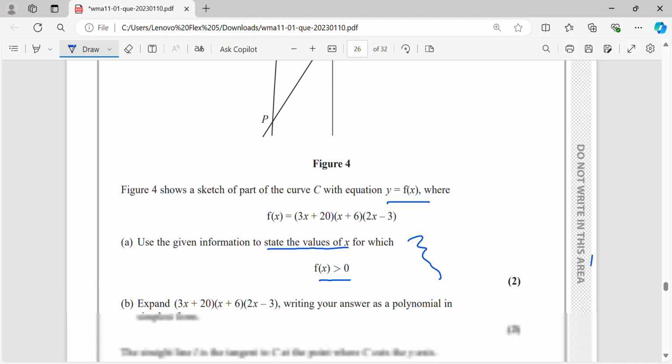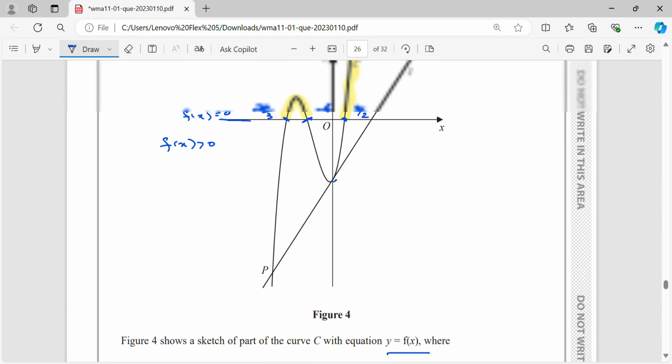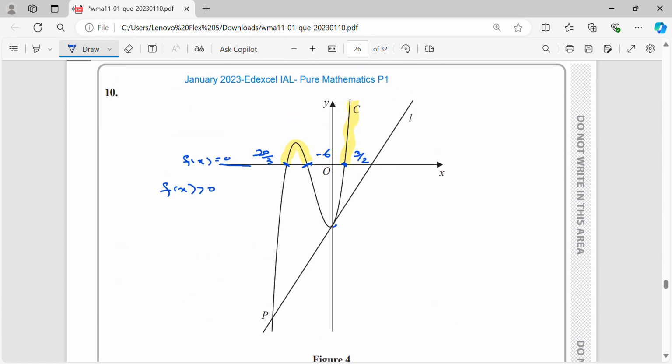Okay. Question says that straight line L is a tangent to C at the point where C cuts the y-axis. So this is the point where the line touches the curve, and this is the tangent. At this point, we know that x is 0. First of all, we need to understand the diagram, figure 4, and so we can find the coordinate of P.